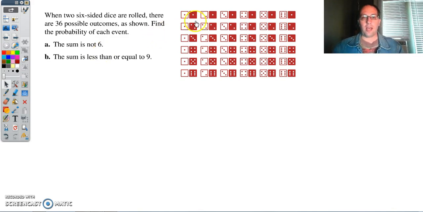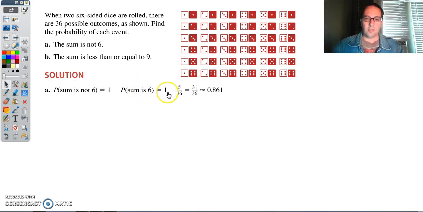Now, we could add up all the ones that aren't 6. There's a 2, there's a 3, there's a 4, there's a 5. Or we could just find the 6's. So we have 1, 2, 3, 4, 5 that equal 6. That's it. So the probability of not having a sum of 6, what we do is 1 minus 5 out of 36, because 5 out of 36 is a sum of 6. We don't want those, so we take those out. It leaves us with 31 out of 36, which is a probability of 0.861, or 86.1%.